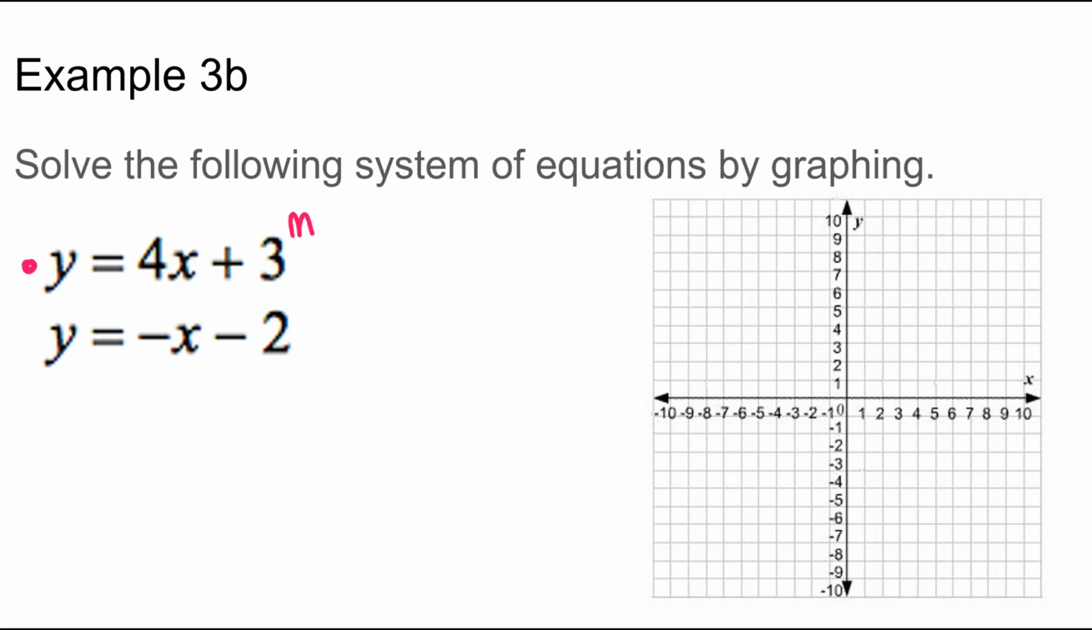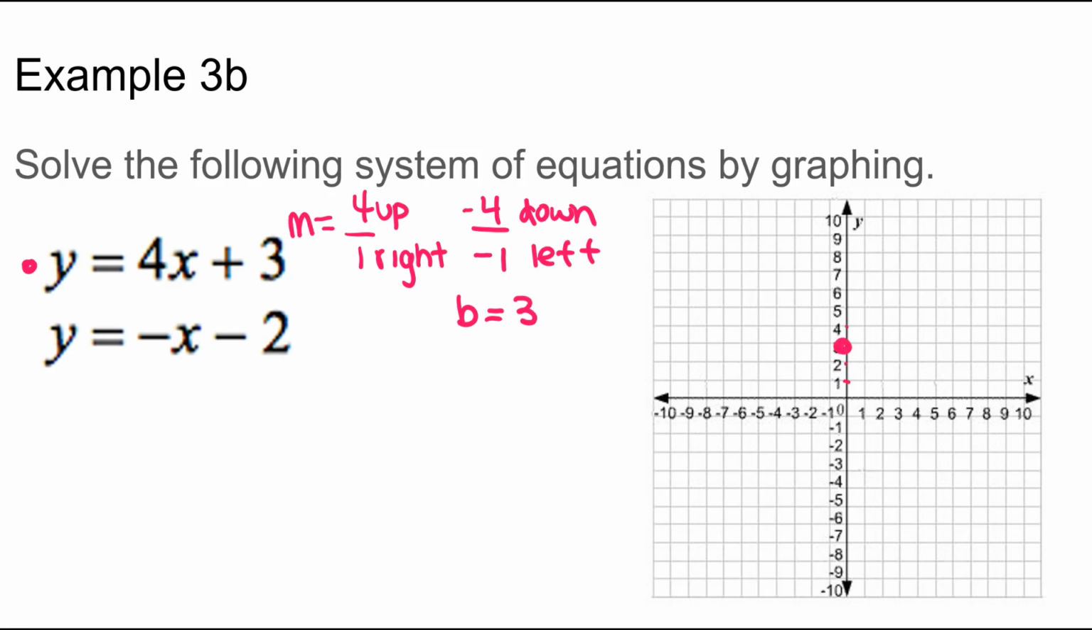So we've got m equals 4. Remember, we want it to be a fraction over 1 up and to the right. So that's going to be negative 4 over negative 1, down and to the left. B is equal to 3. We're going to start at that 3. We're going to go up 4 to the right 1, up 4 to the right 1.